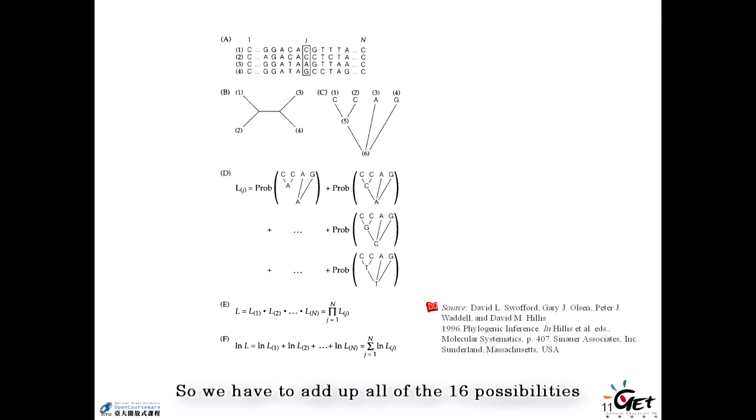So we have to add up all of the 16 possibilities for a single character. That's one character, and we have to calculate all the characters. At the end, we'll have a very complicated formula to summarize every possibility. That's the simple case for 4 taxa. And you can imagine that once you have more taxa, there will be a lot of trees you need to evaluate. That's why maximum likelihood takes a really long time to calculate.